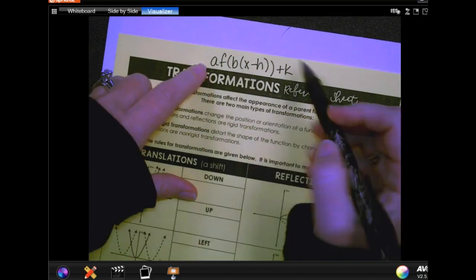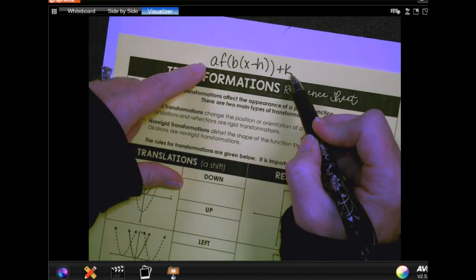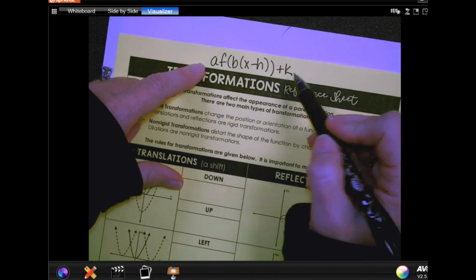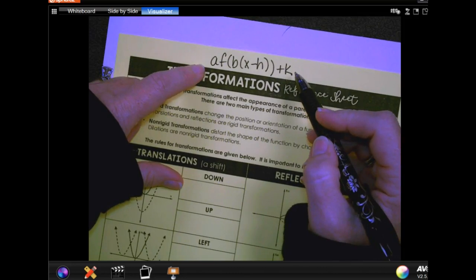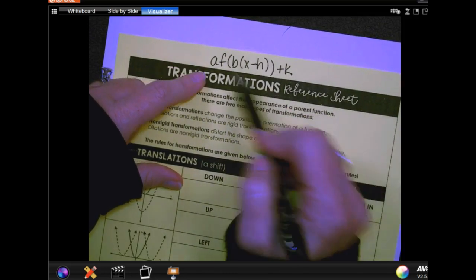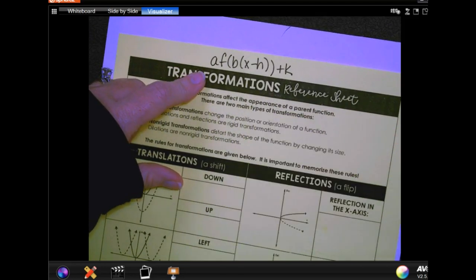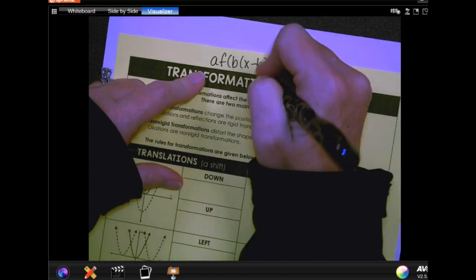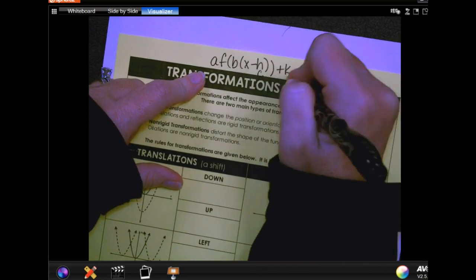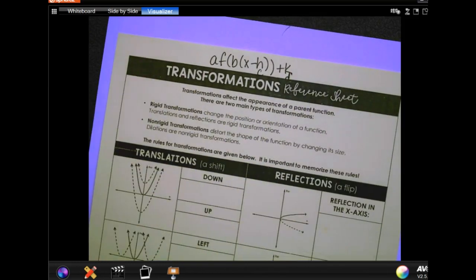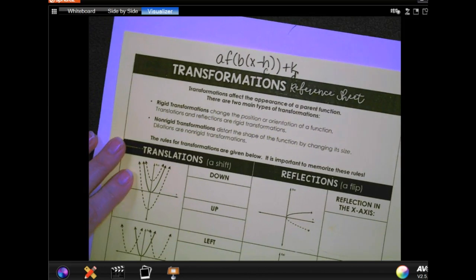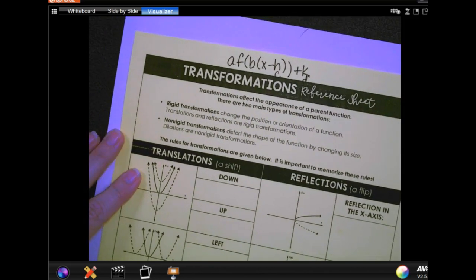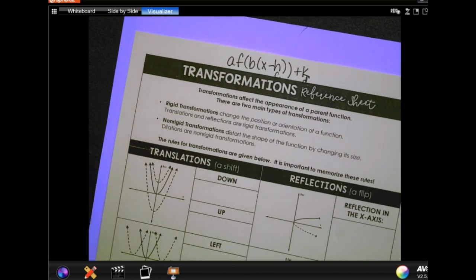The A and the K are on the outside, right? The A and the K are on the outside. Those are going to be range changes. Inside, the B and the H, those are going to be back and forth. Sometimes the H and the K are C and D. It's all the same thing, okay? But H and K is usually the vertex, so that's why I write it that way.